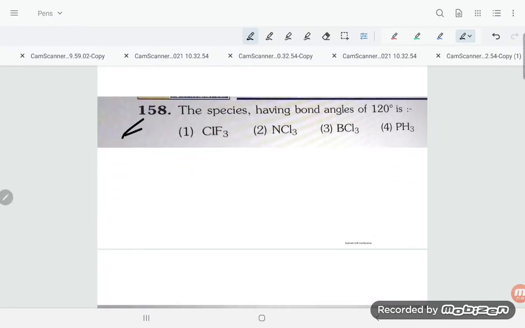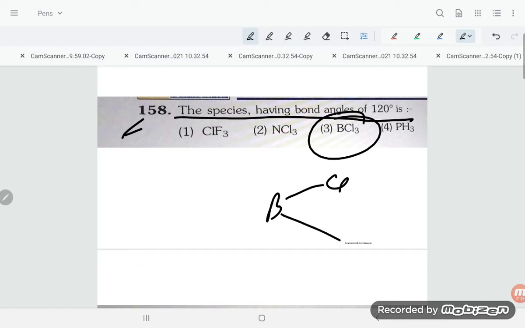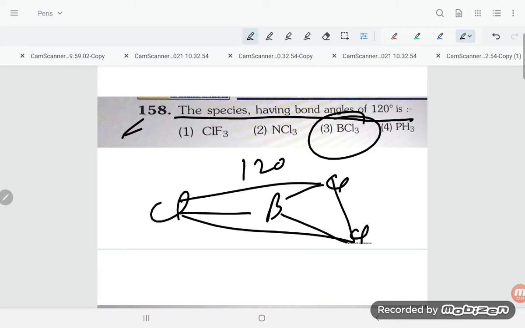Question number 158. The species having bond angle 120 degree. So trigonal planar shape, BCl3 here, that is Cl here, Cl here. So the bond angle is how much? 120 degree. So the correct option is option number 3.